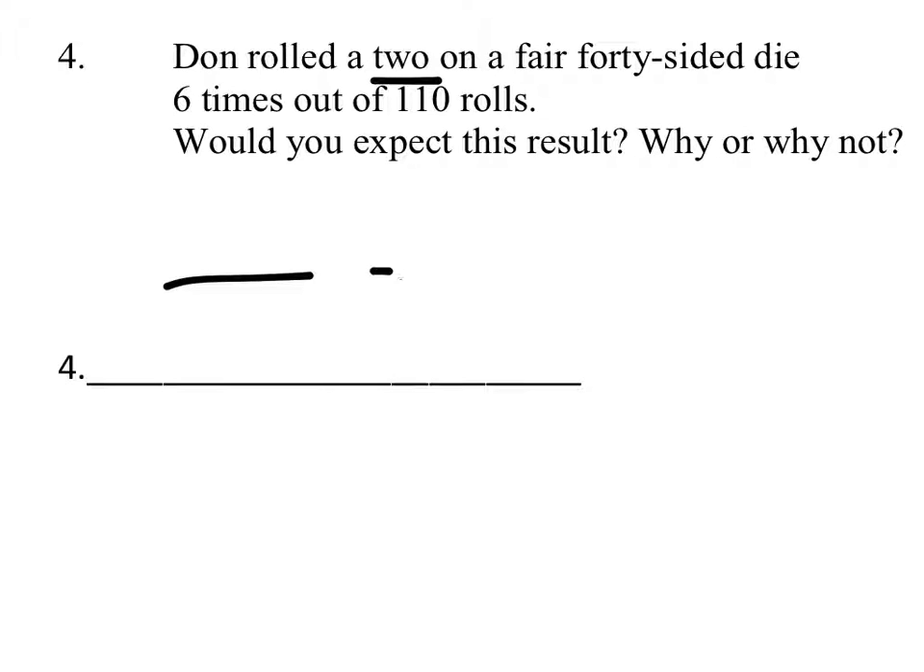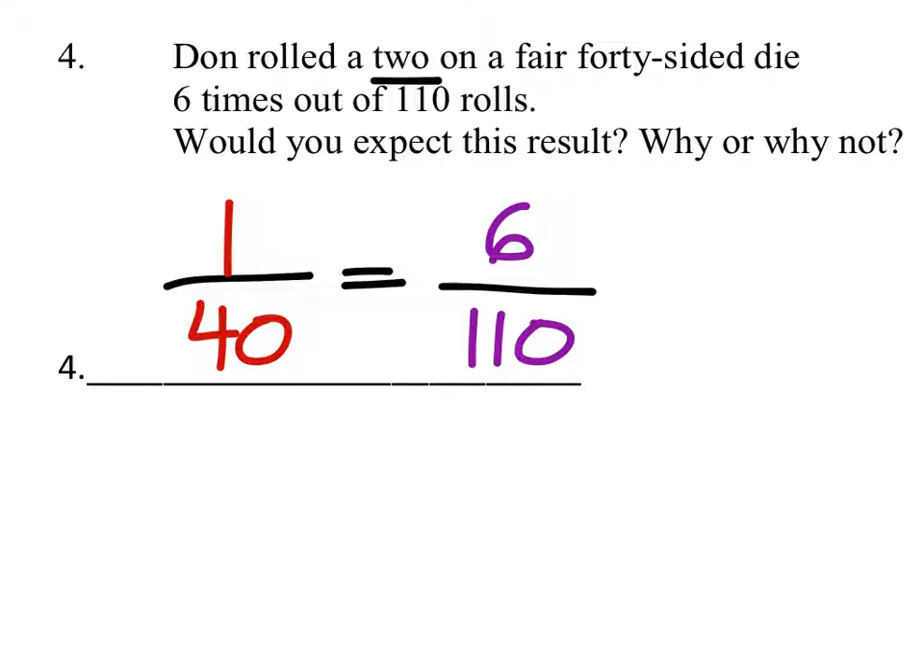So this is another proportional problem right here. So we know there's 40 sides on this die. Only one of the sides has a 2 on it, or just a 2. And Don is going to roll this 6 out of 110 times. So we got to figure out if these two are actually equal.